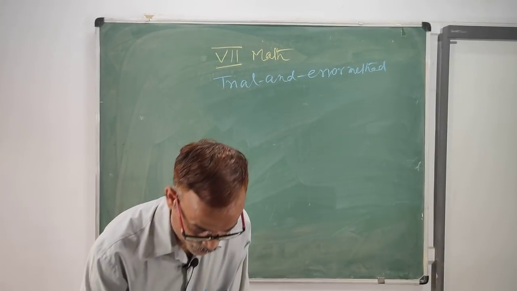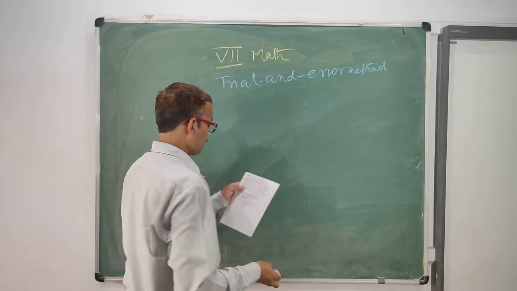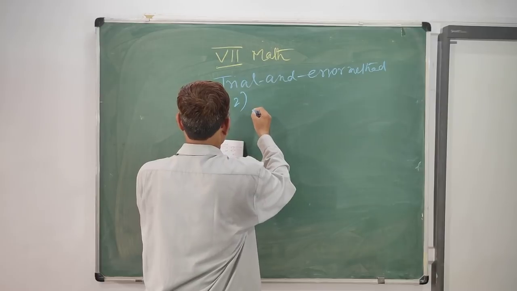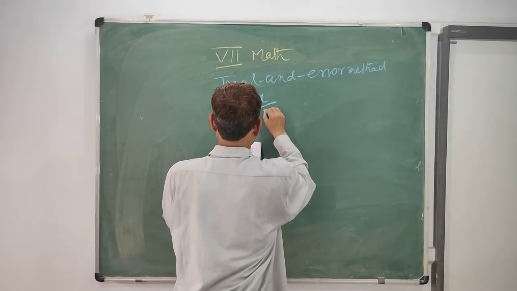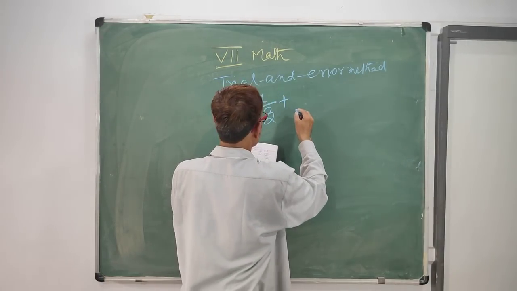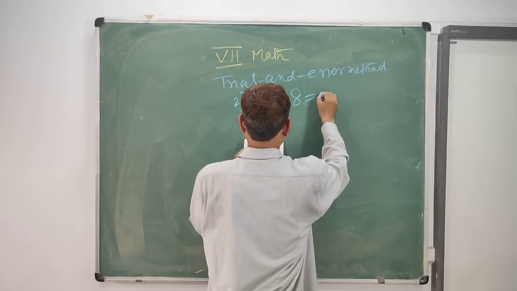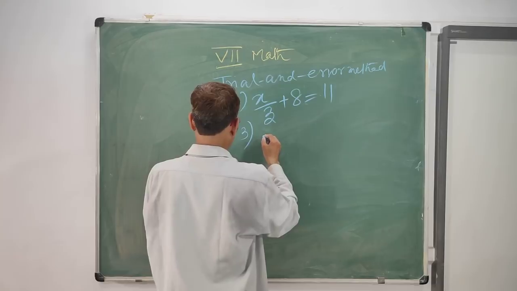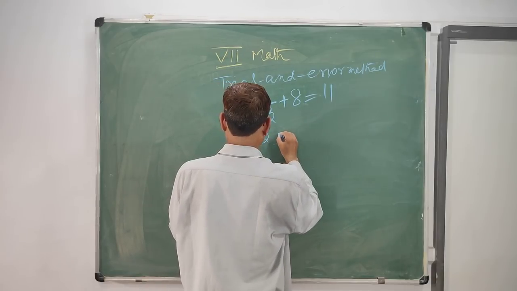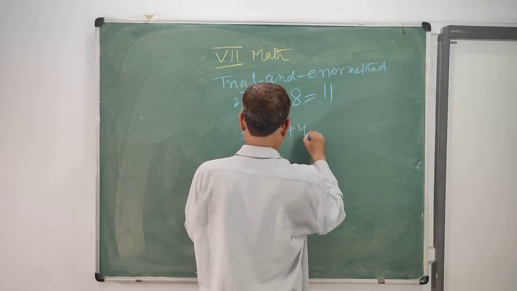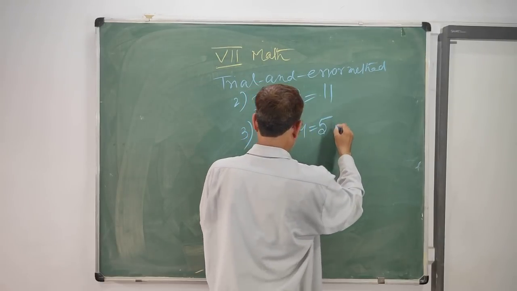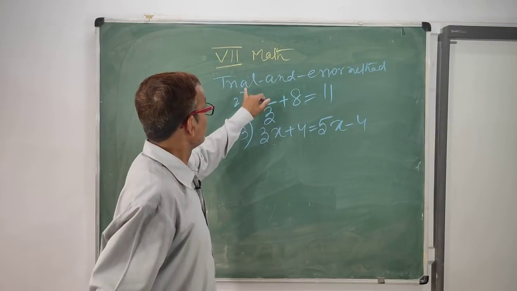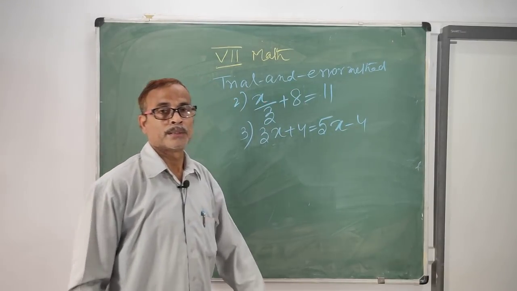So more examples for you to practice. x plus 3 plus 8 equal to 11. 3x plus 4 equal to 5x minus 4. Hit and trial and error method is somewhat crude.